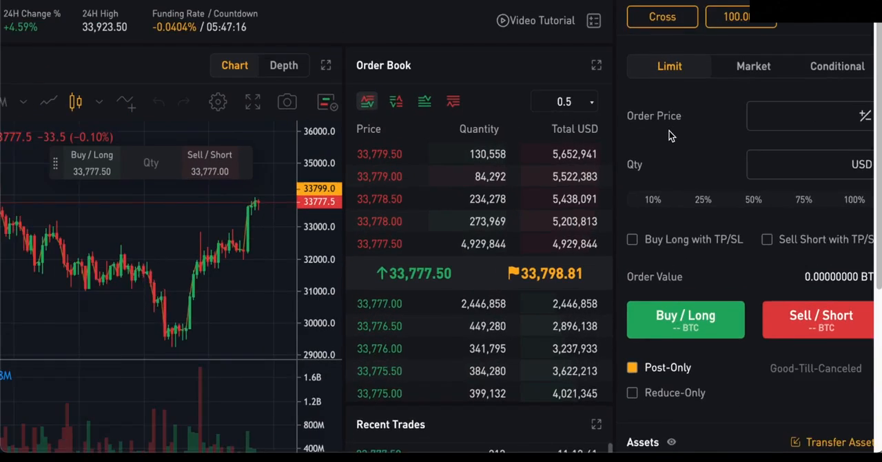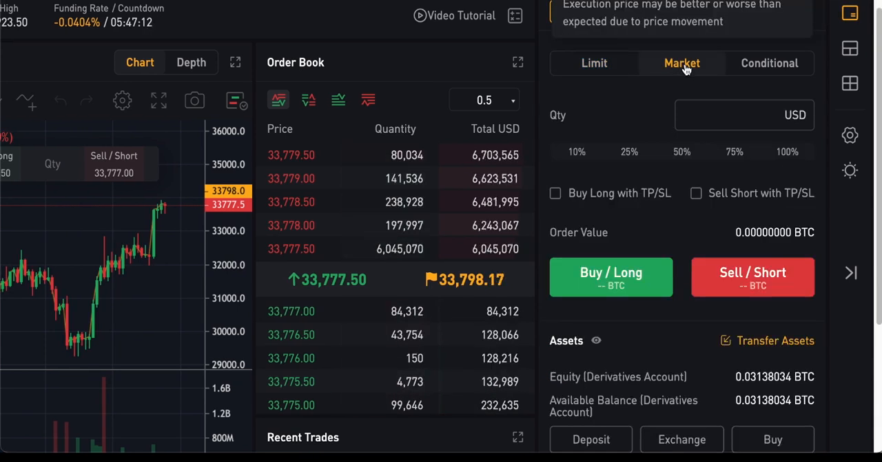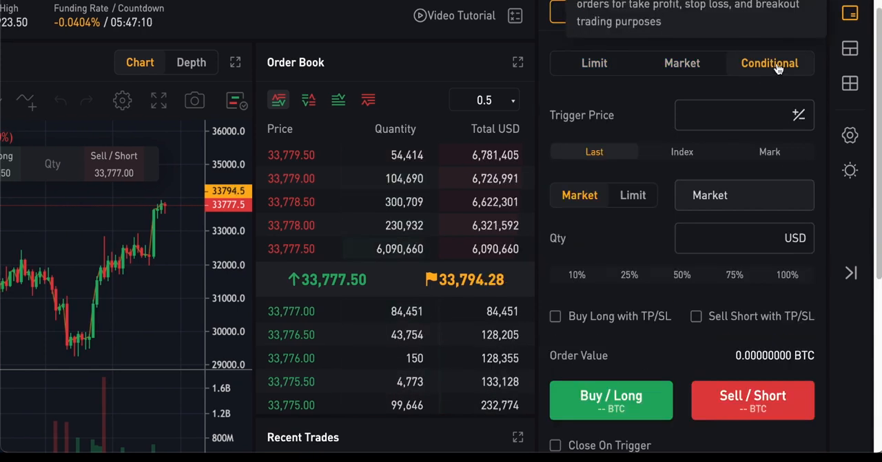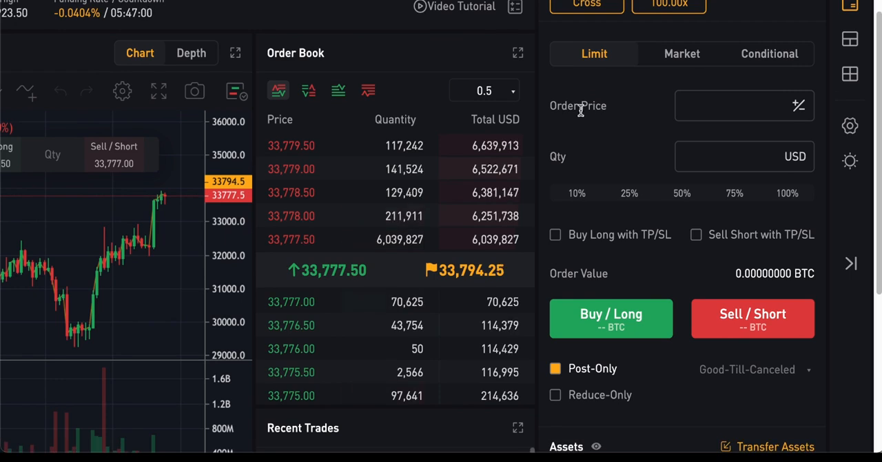Coming over to inputting orders, exactly like the spot market, you have your limit orders, you have your market orders, and you have your conditional orders as well, sometimes known as stop orders. So let's come and put in a limit order. Firstly, the order price. This is the price you're willing to trade at. So you can click right here and it will be put in right here.